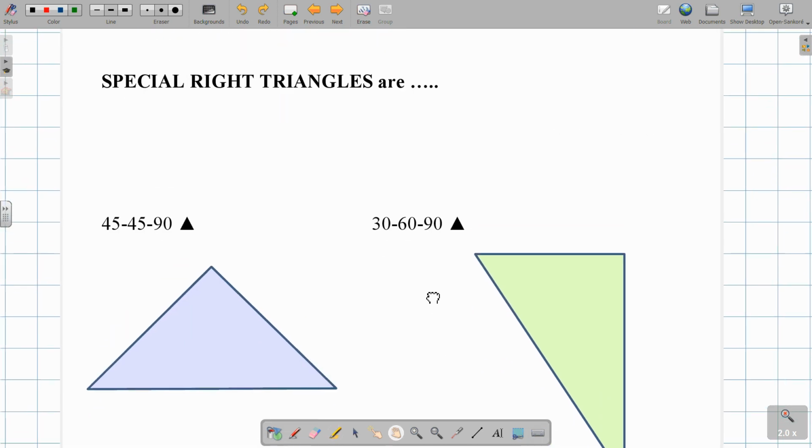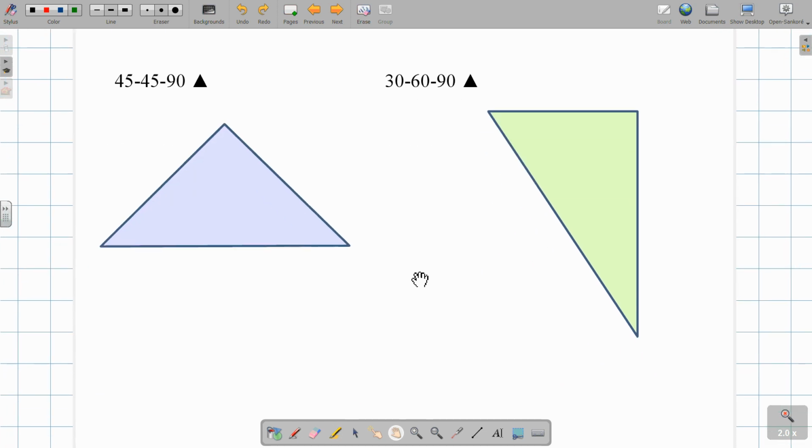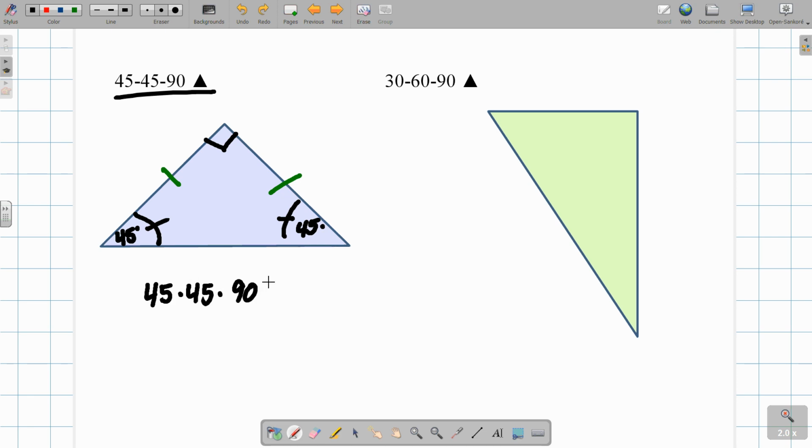There's only two special right triangles. These are special circumstances. And those are what's called an isosceles right triangle. So two sides equal. You have 90 degrees. If those two sides are equal, these two angles must be equal, which forces them to be 45 degrees each. So your first special right triangle is a 45, 45, 90-degree triangle.